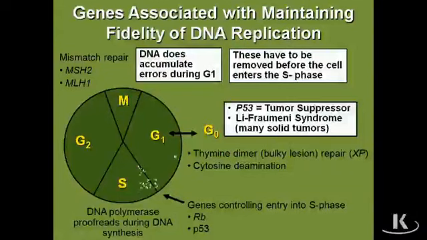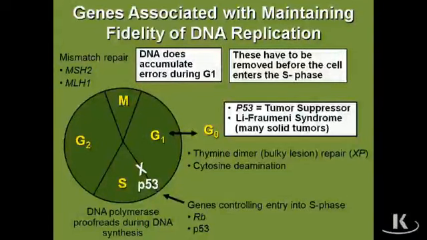So P53, think of it as it blocks. It stands there like a barricade, and it blocks the entry from the G1 into the S phase. Retinoblastoma works fairly similarly to that, but P53 is the most important one. And having said that, there's another function associated with P53 besides its role in slowing down the cell cycle and initiating DNA repair. That other mechanism is that P53 can actually induce apoptosis.